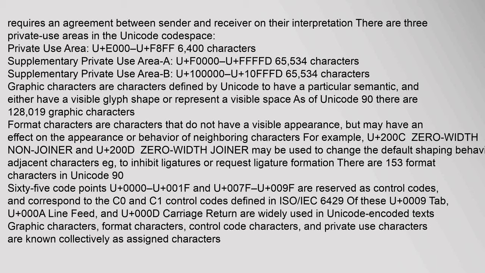Format characters are characters that do not have a visible appearance, but may have an effect on the appearance or behavior of neighboring characters. For example, U+200C zero width non-joiner and U+200D zero width joiner may be used to change the default shaping behavior of adjacent characters, e.g., to inhibit ligatures or request ligature formation. There are 153 format characters in Unicode 9.0. 65 code points, U+0000 to U+001F and U+007F to U+009F, are reserved as control codes, and correspond to the C0 and C1 control codes defined in ISO/IEC 6429. Of these, U+0009 tab, U+000A line feed, and U+000D carriage return are widely used in Unicode-encoded texts. Graphic characters, format characters, control code characters, and private use characters are known collectively as assigned characters.